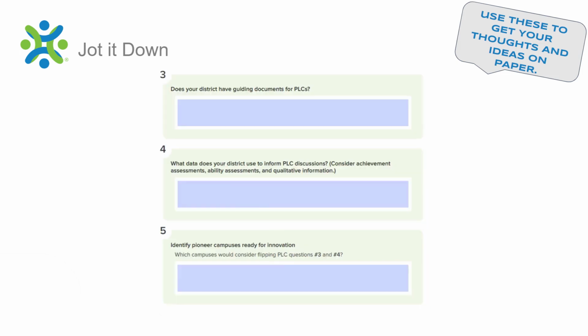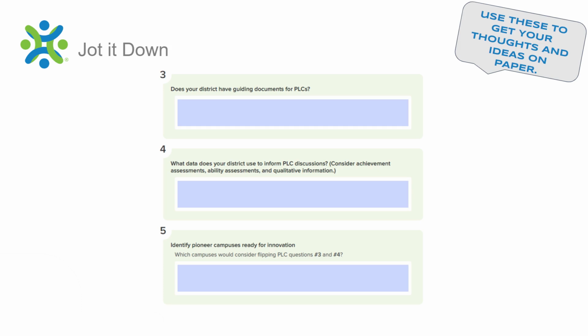When PLCs are implemented with fidelity, there are guiding documents. There is always an agenda. And so knowing the expectations the district has for the PLCs and knowing how those agendas are created can help you determine what opportunities there are for your department to go in and support the classroom teachers. What data is being analyzed there? It's important to know what it is so that you can ensure that your GT teachers are familiar with it and understand how to interpret it while they are providing their support.